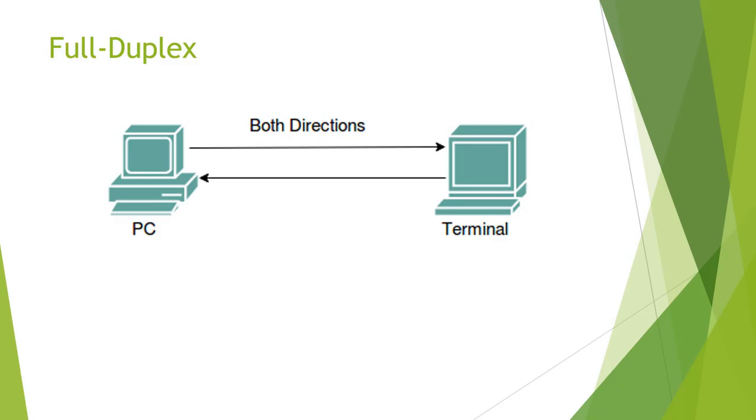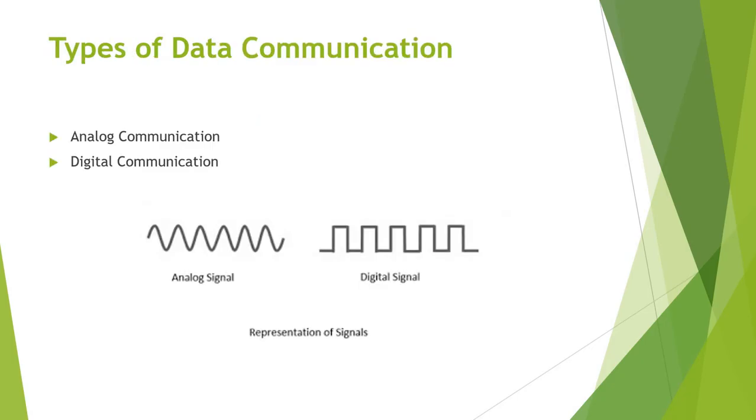Disadvantages of full duplex mode are as follows. It is the most expensive mode because it requires two communication channels. It is more complex than simplex and half duplex modes because it requires two physically separate transmission paths or division of channel capacity. There are many types of data communication available.